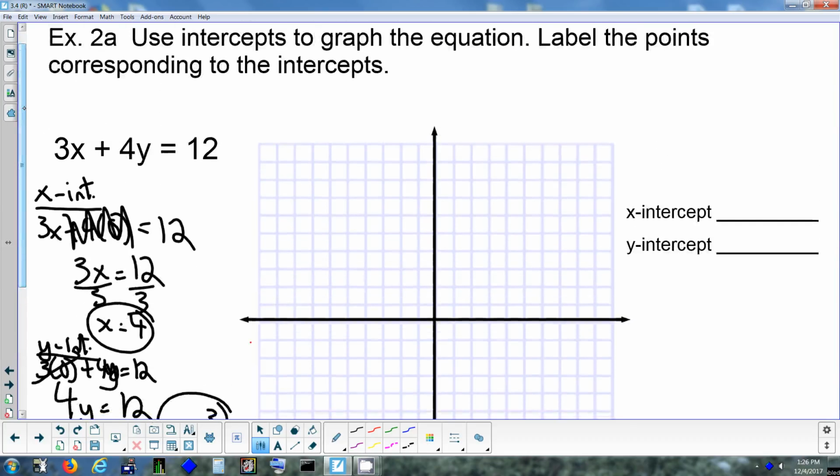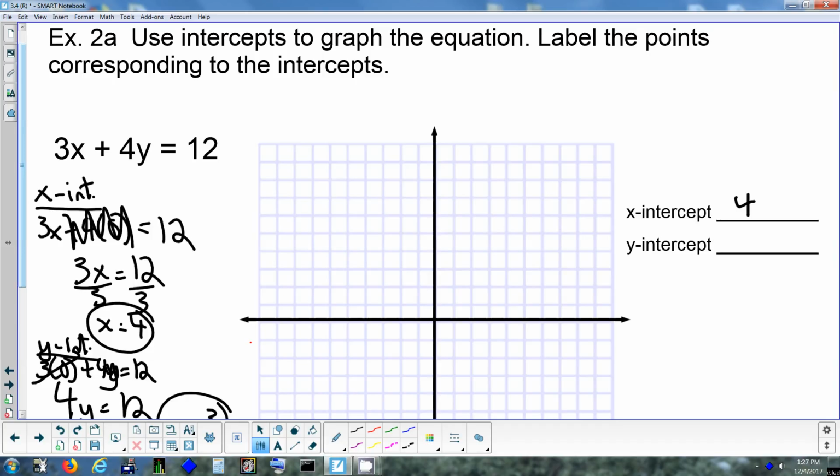Alright, so now here's the thing. We did the first part, we used the intercepts to graph the equation. Label the points corresponding to the intercepts. So it wants us to give the x-intercept. What do we get for x? 4. But again, we're graphing a point. So how many coordinates does a point have on the grid?